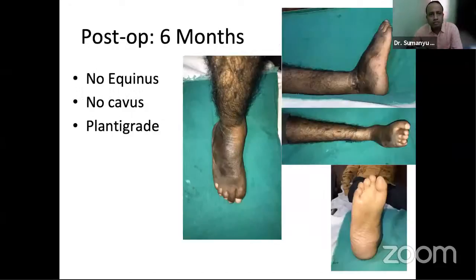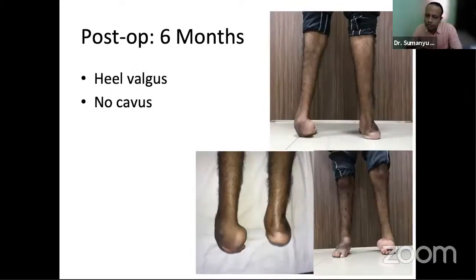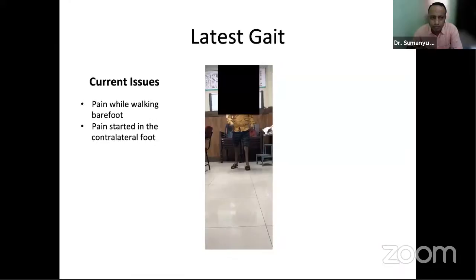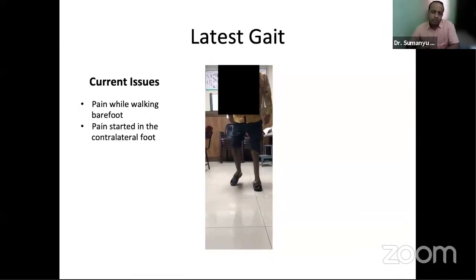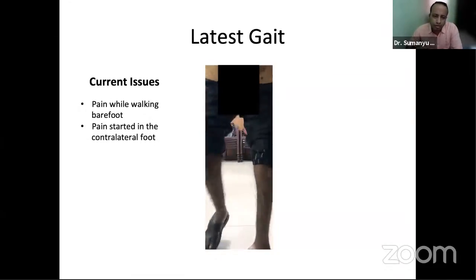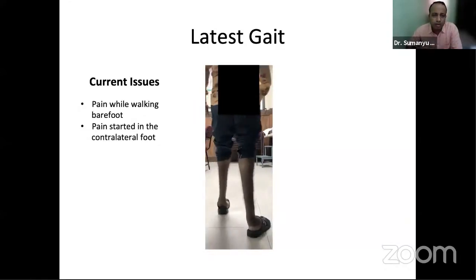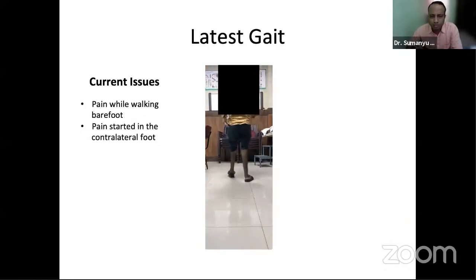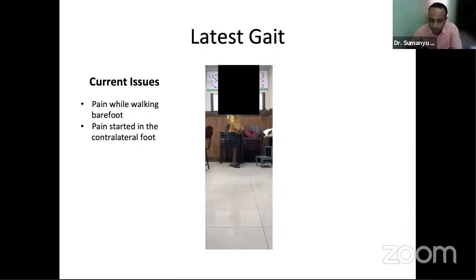Then after 6 months, when he presented to me, there was no equinus, and the foot was plantigrade. On the hindfoot posterior view, the heel is well aligned and a little bit in valgus, and he was able to walk without much difficulty. The only complaint he had was, sir, I cannot walk without footwear because it is painful. And he also says the operated foot is better now, but the pain has started in the contralateral foot.